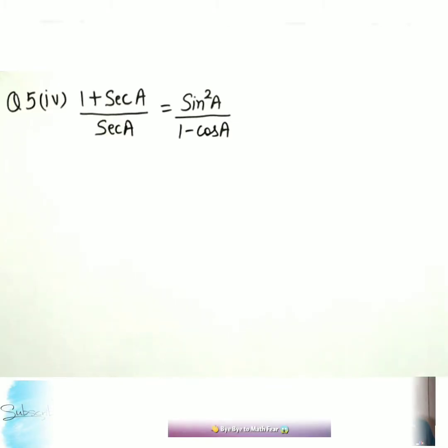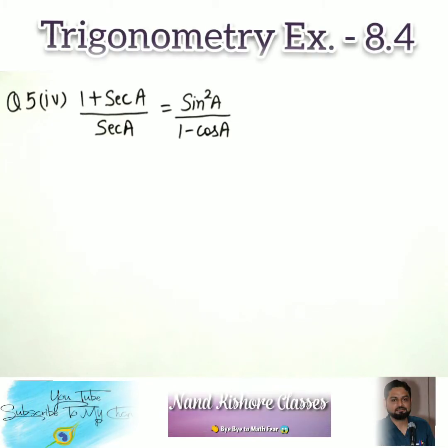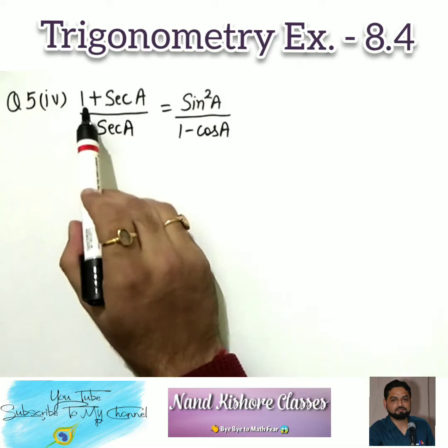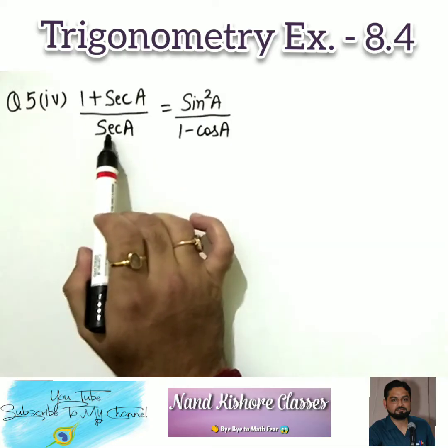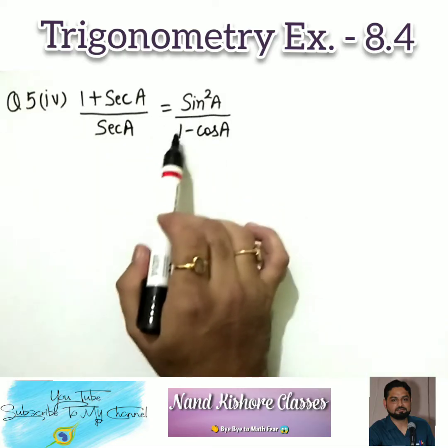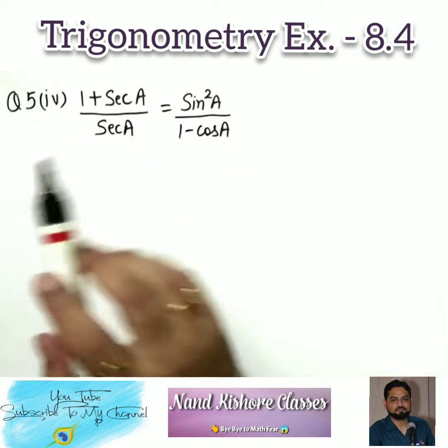Students, we are going to continue exercise 8.4. In our previous lecture, we had done the first three parts of question number 5. Today, we are going to start part 4. Look at the screen. The question is there on the board: (1 plus secant a) upon secant a equals sine square a over (1 minus cos a).